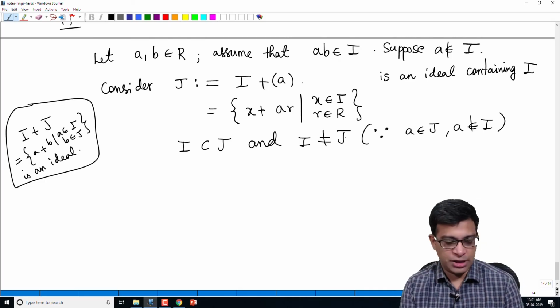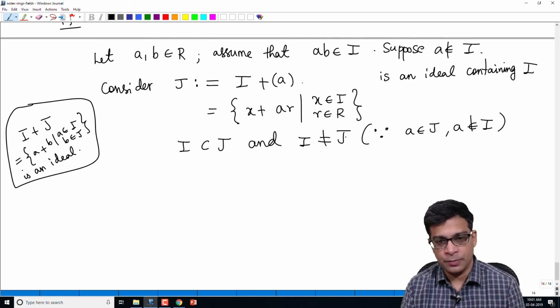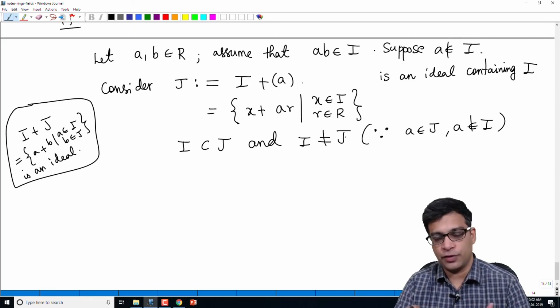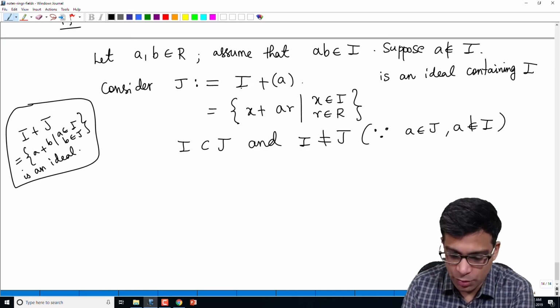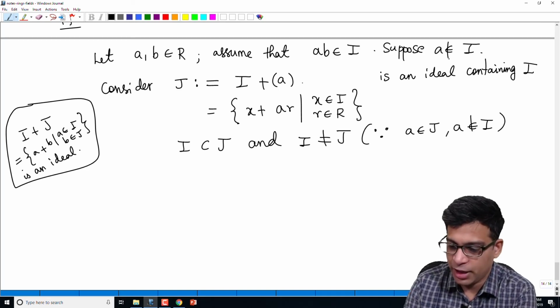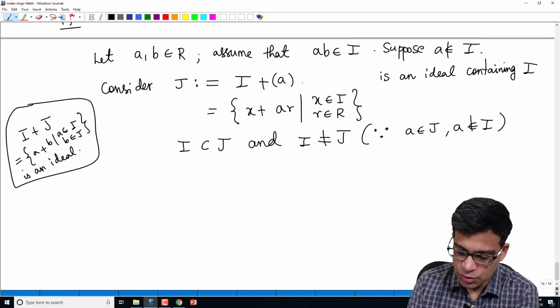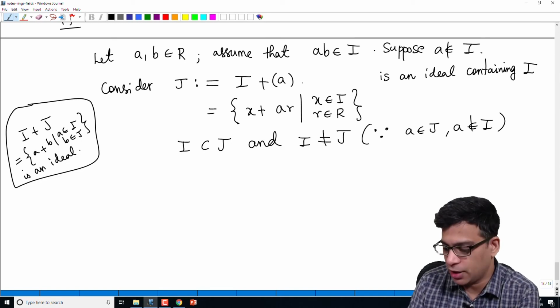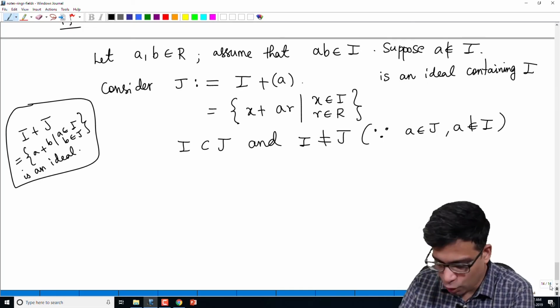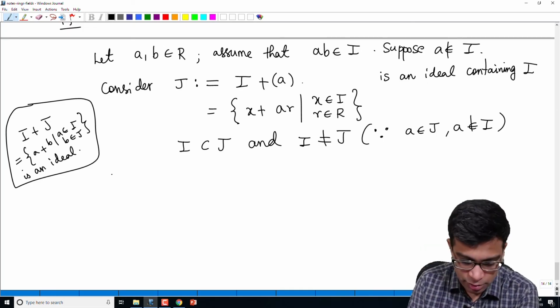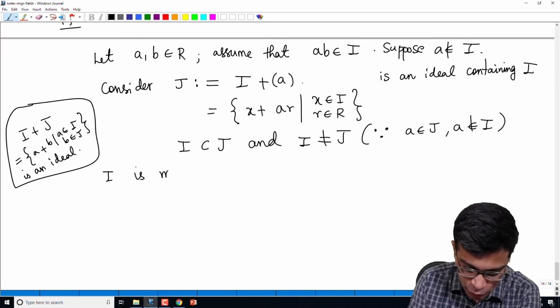So remember, in general, if you take two ideals and their sum, it's a bigger ideal. It's an ideal that is generated by both of them. So it contains both of them. So J is the ideal generated by I and A. So it contains A, but by hypothesis, A is not in I. So J is an ideal which is strictly bigger than I. But what do we know about I? I is maximal by hypothesis, right?